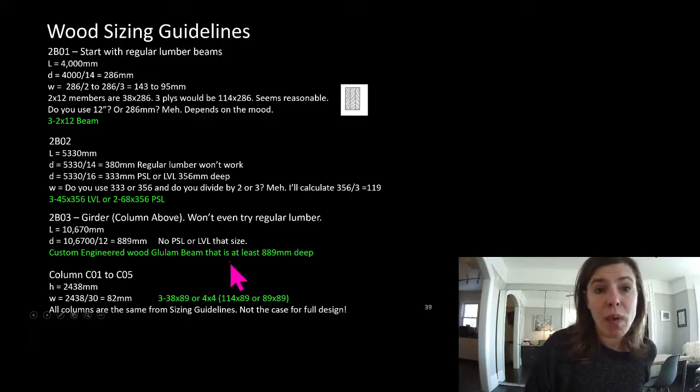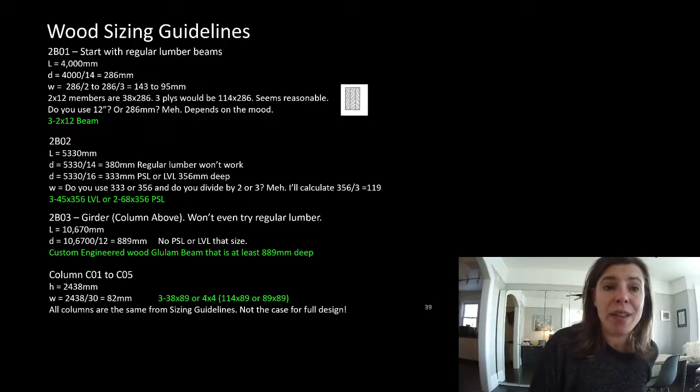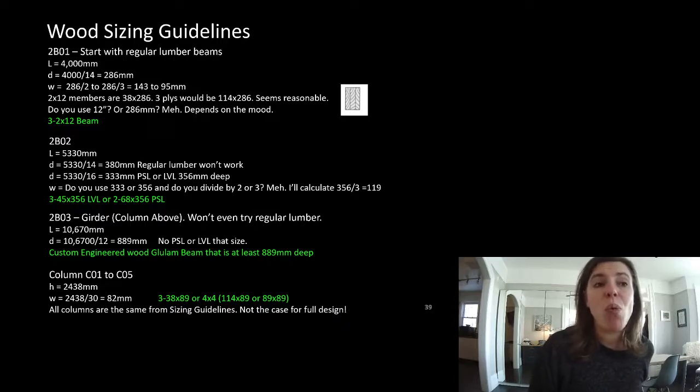That is not what the case would be for the full design. We could see the tributary areas for all of those columns were working at different levels of difficulty. So the final design would see a variety. Maybe we have some that are two plies of 2x4. Maybe we have up to four or five plies of 2x4s.